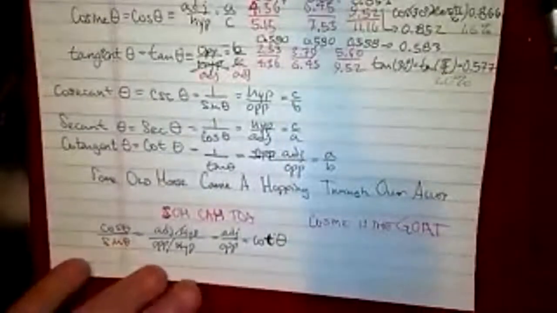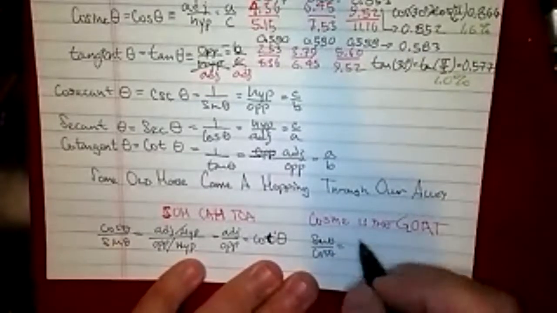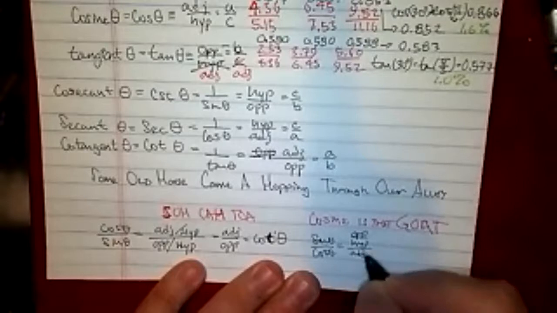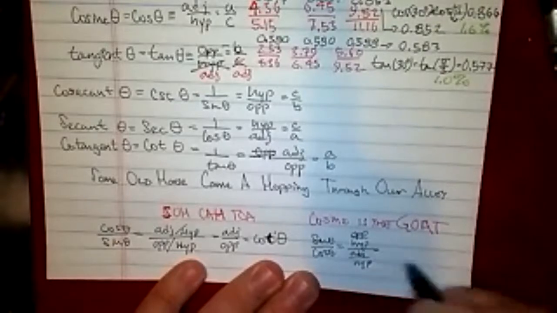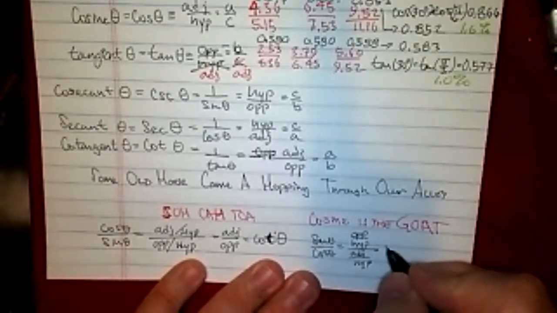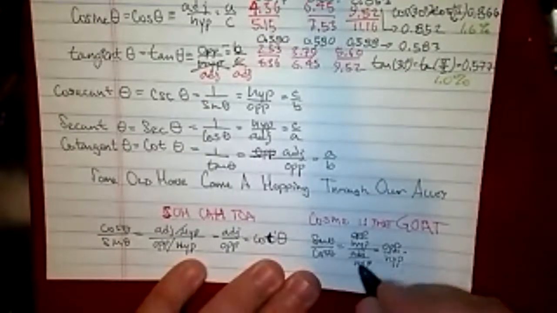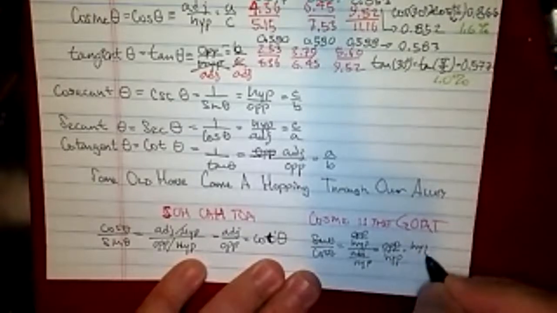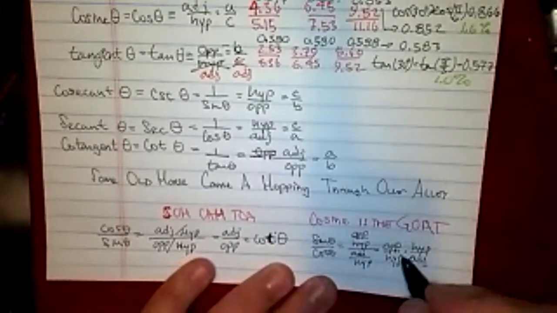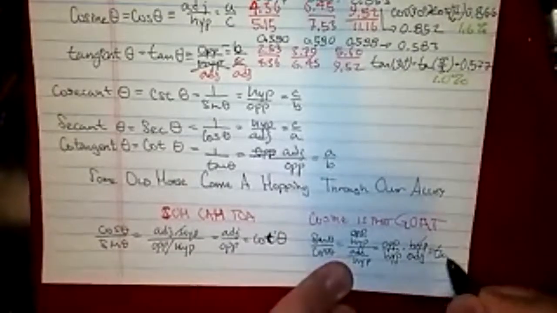Now, if you also take sine theta and divide it by cosine theta, then you get opposite over hypotenuse divided by adjacent over hypotenuse. And remember, when you divide a fraction by a fraction, you multiply by the reciprocal of the denominator. So I'm doing opposite over hypotenuse, because that's the numerator of the fraction, times the reciprocal of this, that's hypotenuse over adjacent. Reciprocal, remember, just means flip it over. So the hypotenuses cancel out, and I get opposite over adjacent, which is tangent theta.